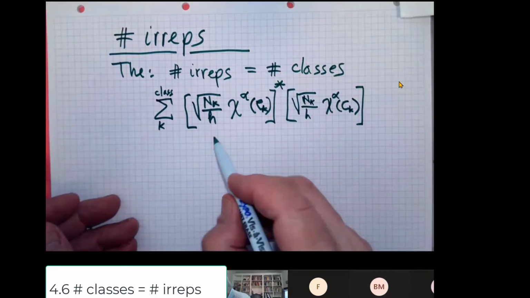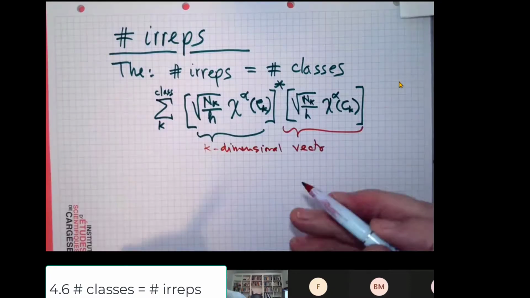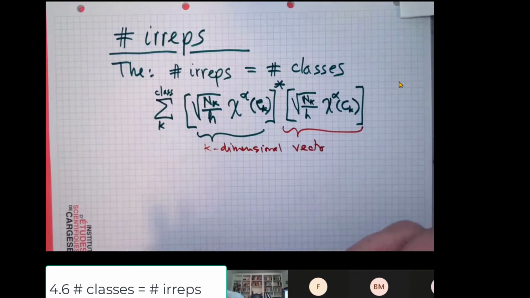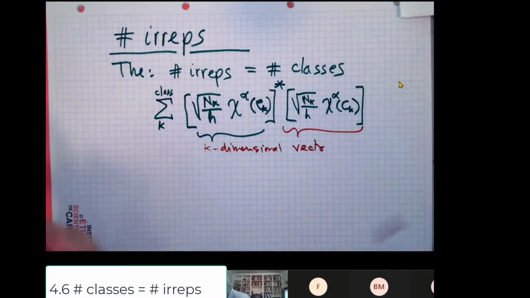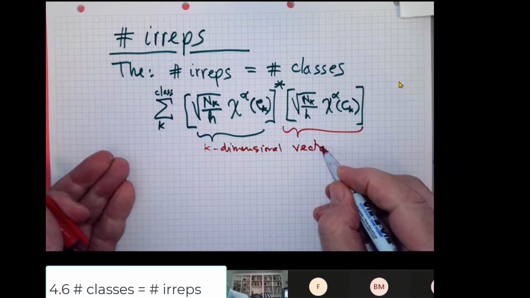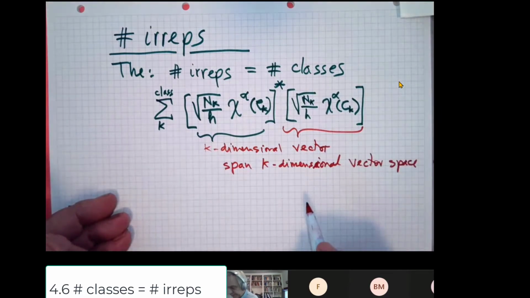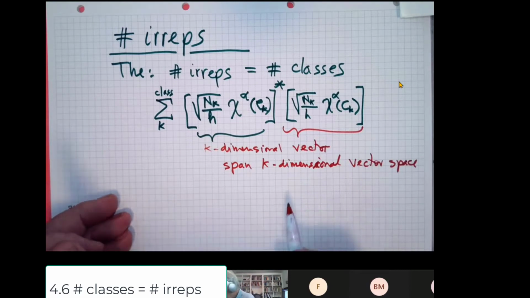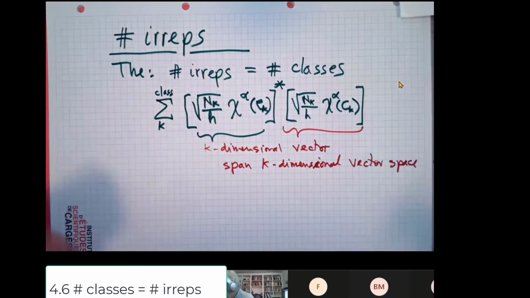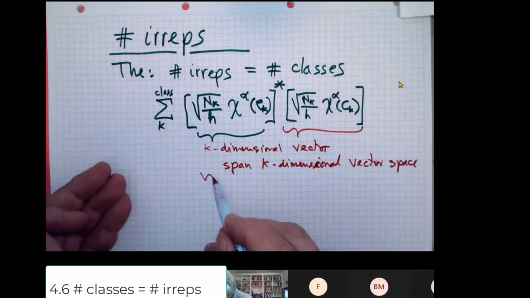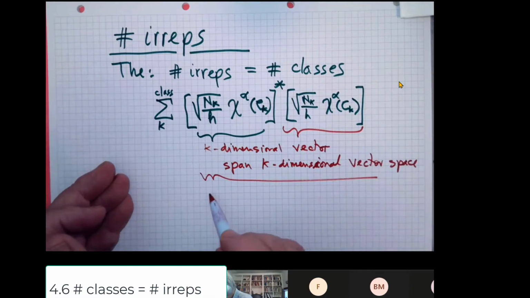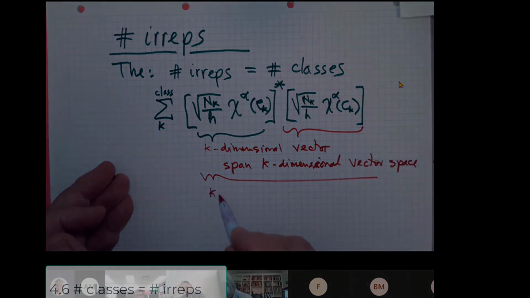So now this is a k-dimensional vector. And in k dimensions, there can be at most k such vectors. To express things in terms of irreducible representations, we need to span the same space. Hence, this is the same k dimensions.